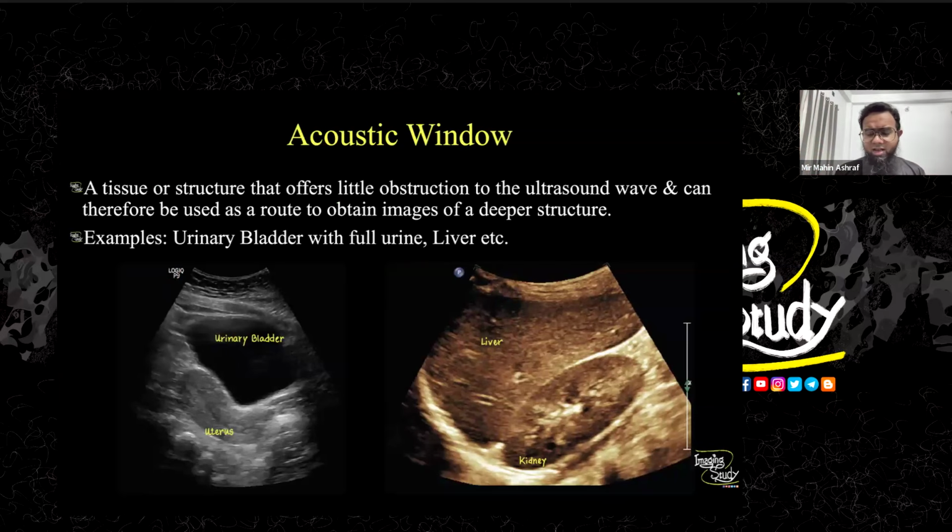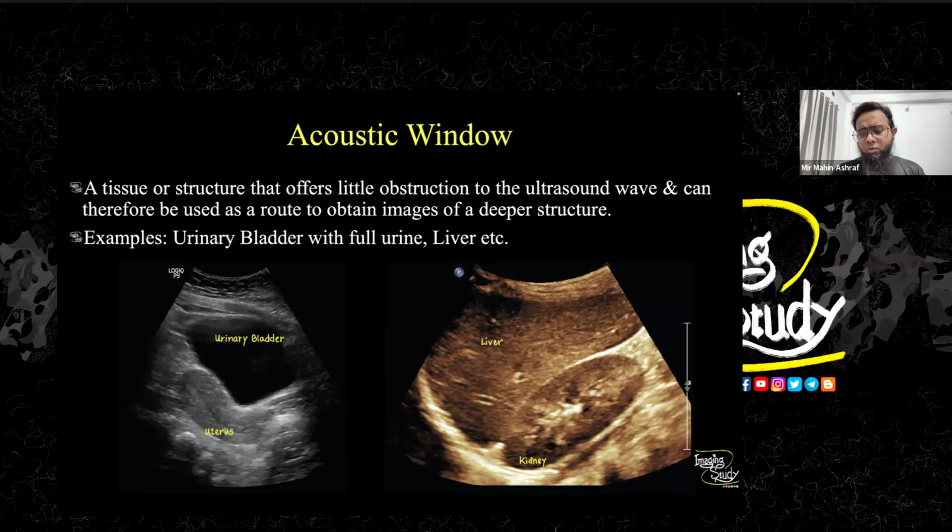So we have other terms like acoustic window. This is a very commonly used term in ultrasound. You'll see an acoustic window type term on the report. It is a very simple thing. We are using one tissue or one structure to see another structure. So this is the acoustic window.